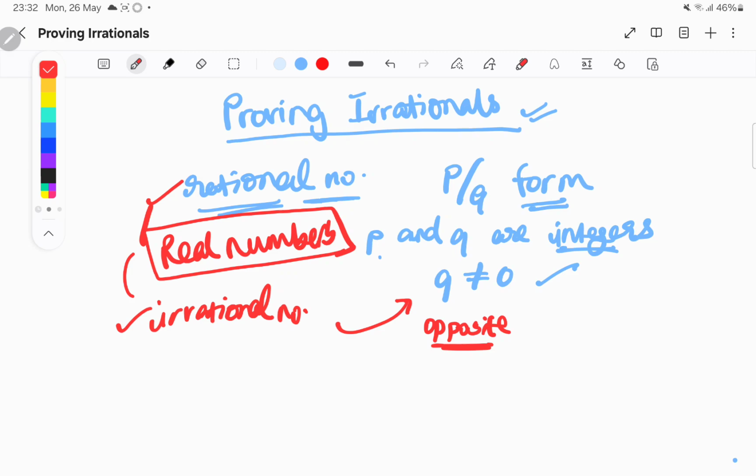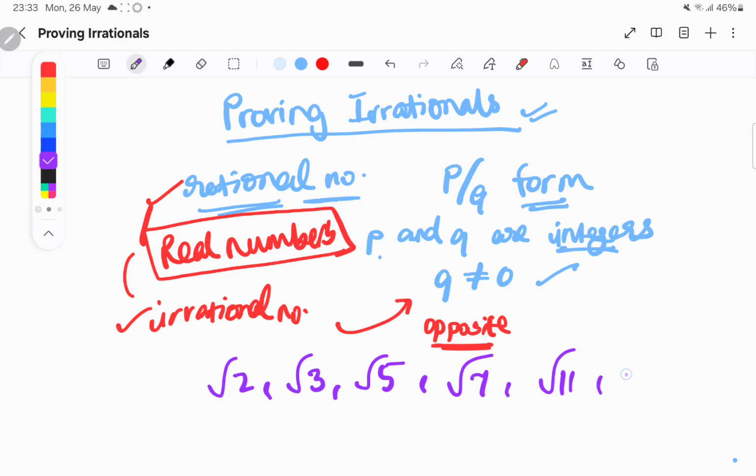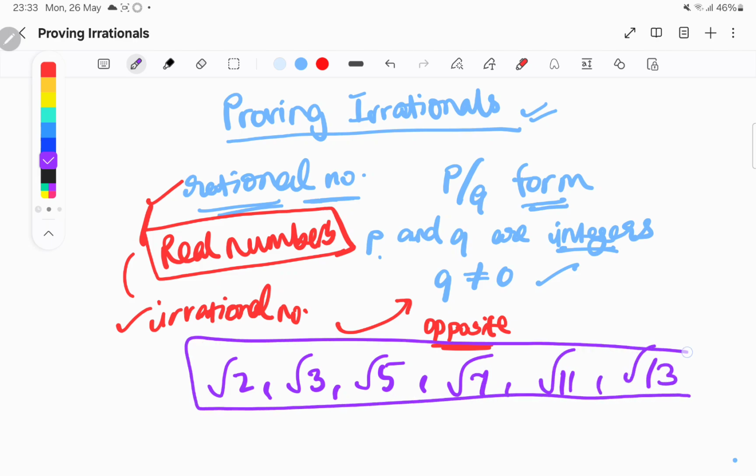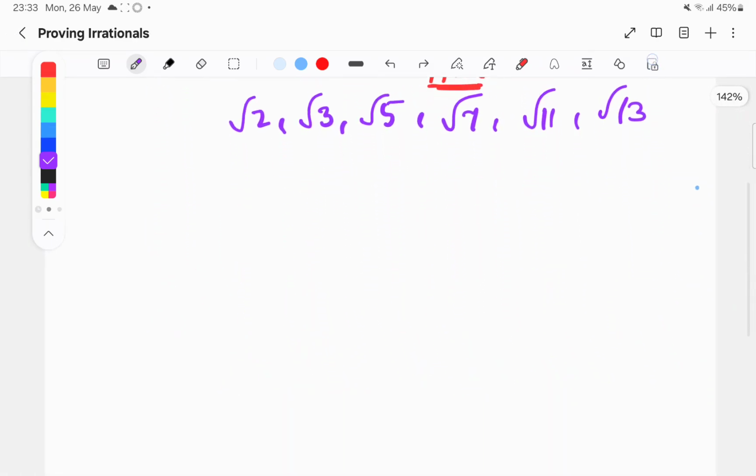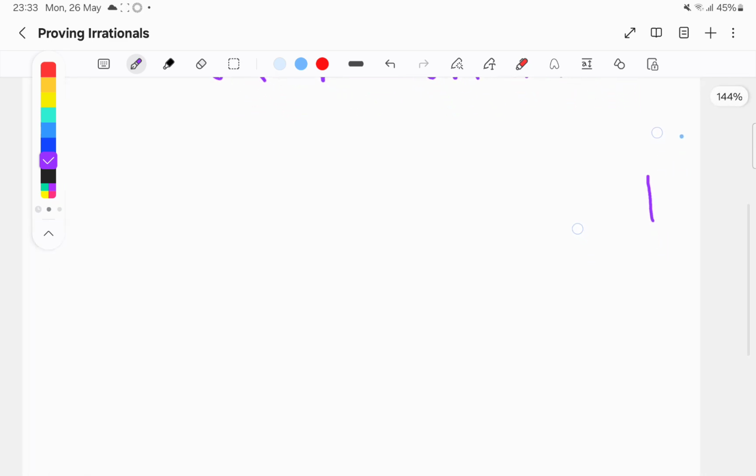Okay. Now, since we have discussed rational numbers and irrational numbers, some examples of irrational numbers which they will ask you to prove are root 2, root 3, root 5, root 7, root 11, root 13. All of these numbers have the same proof, which we are going to look at now. Let's see how the actual proof works for such irrational numbers.